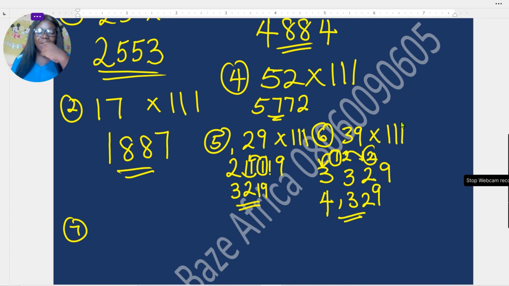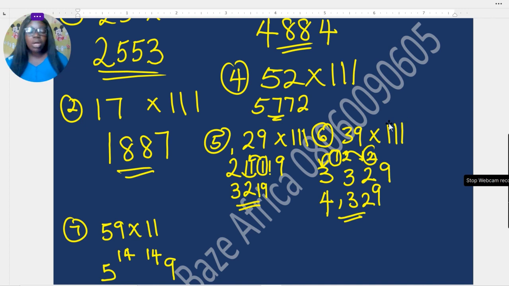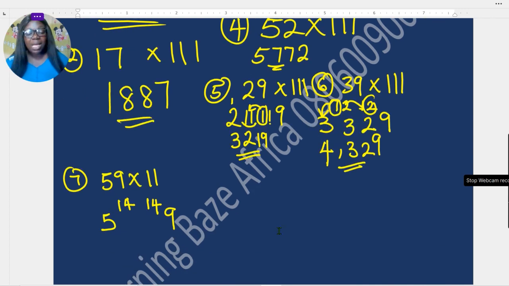Now, what if I have 59 times 11? You're going to write the first digit, which is 5, the last digit, which is 9. Then add the 2 digits together. When you add 5 to 9, you're going to get 14. We are supposed to write 14 down twice. That's why I'm writing them above, because that's not going to be our final answer.